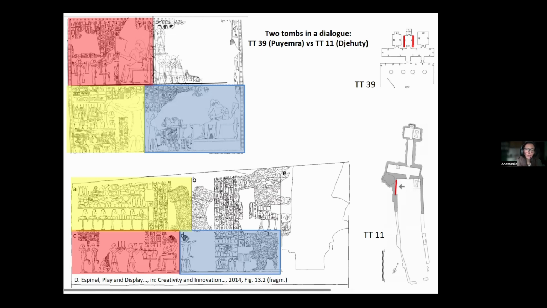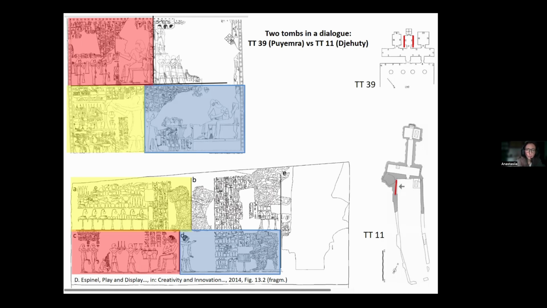Here is a panel that I was showing earlier, that one which contains two cryptographic texts. And this composition reoccurs, creatively transformed, in Puimra's tomb in his middle chapel, in two versions on two side walls. I will not go into details here, just highlighting corresponding scenes with the same colors. And what is interesting is this scene in blue.